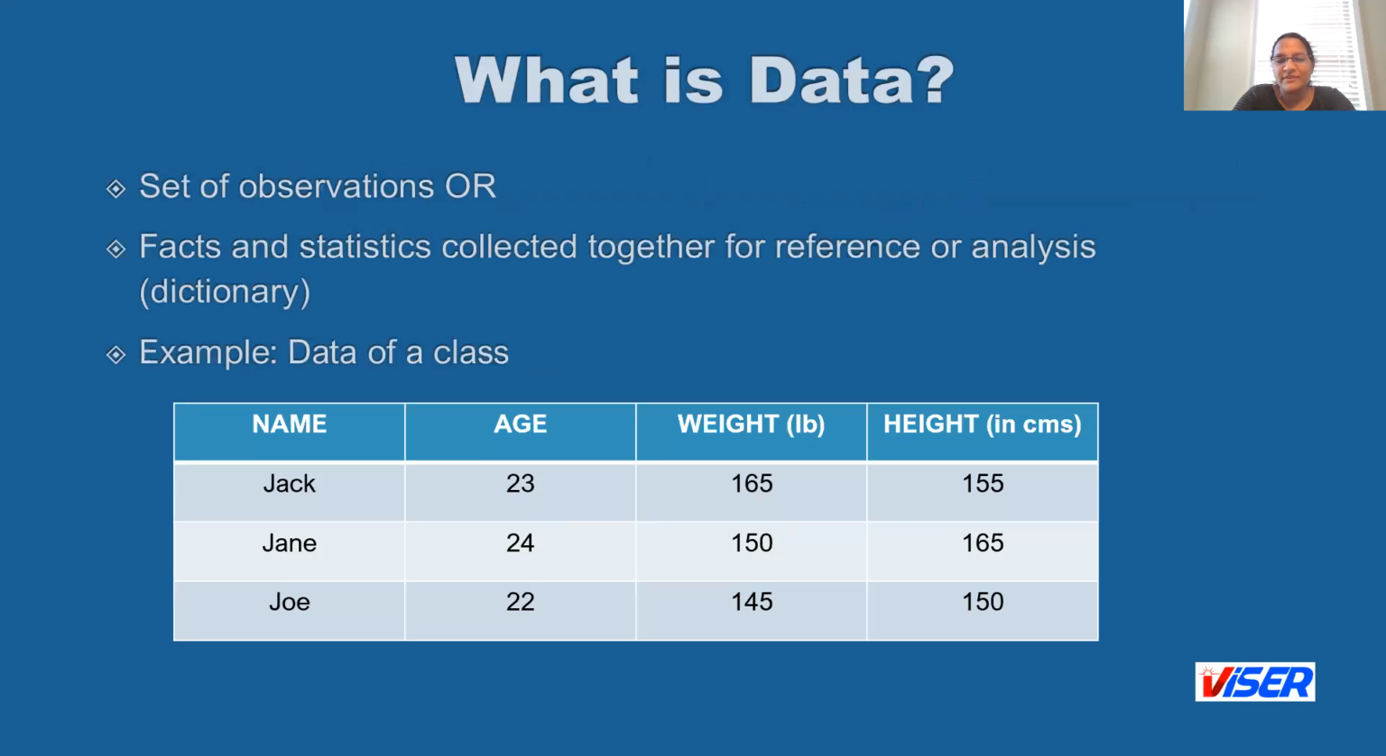Again, let's discuss what exactly data is. Data is a set of observations, and observations are, in other words, facts collected for analysis. There is no hard and fast rule for how you have to collect data, because it totally depends on what kind of problem or what kind of observations you want to record.